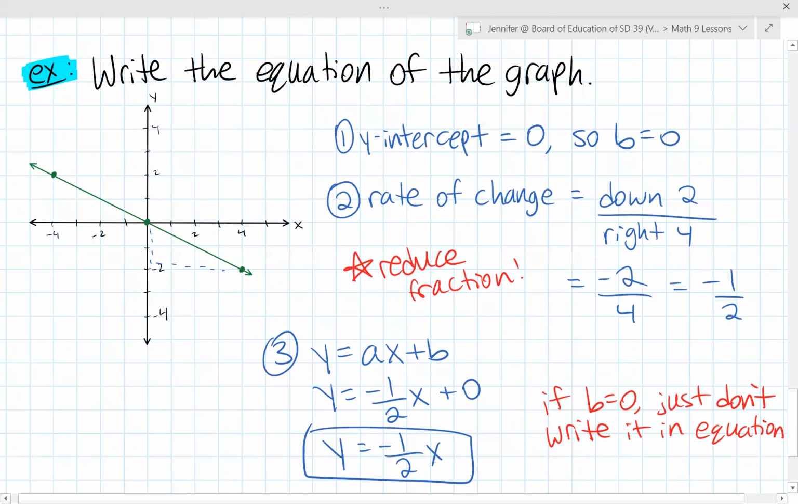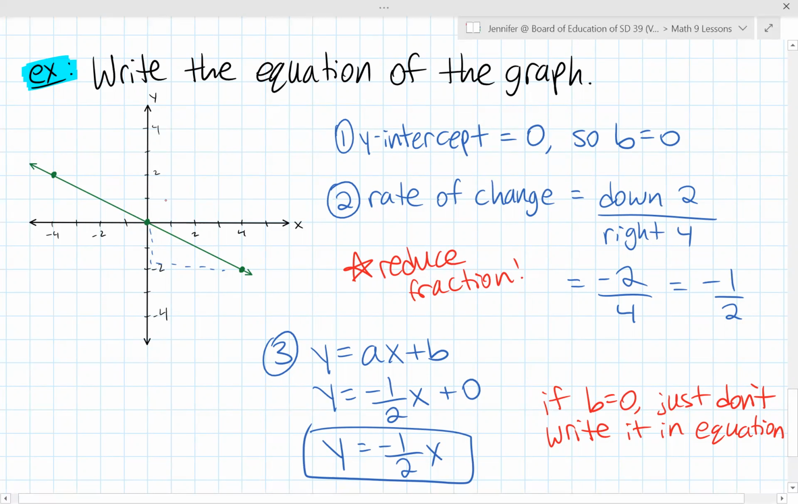Another example, write the equation of this graph. So the first step is to find the y-intercept because that is our b value. Y-intercept is easy here. It goes right through the middle. That's at the point 0, 0. So when x is 0, y is 0. So our b value is 0.